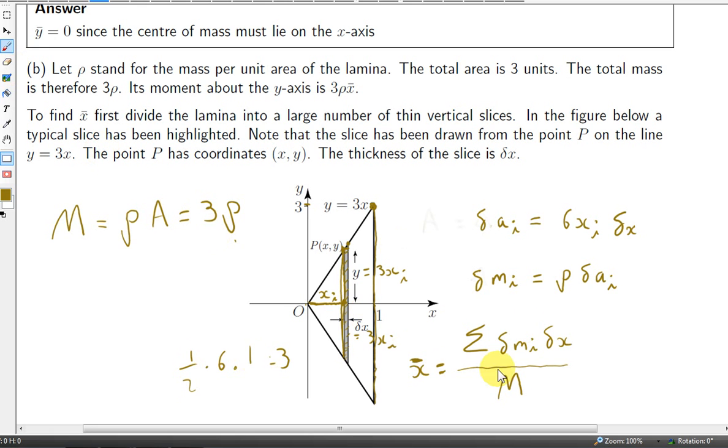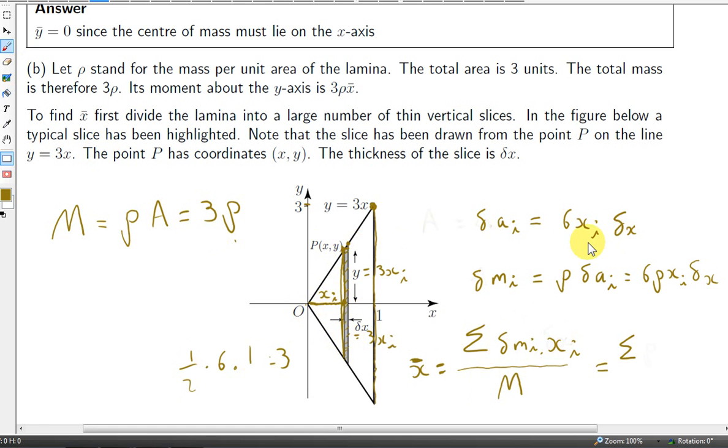So to calculate x bar, as we saw before, we multiply each mass element by its distance from the y-axis, and that's going to be xi. And then we divide that by the sum of all the mass elements. Well, that's just the total mass of the lamina, which is big M. So now, what's delta mi? Well, we get that from up here. Delta ai is 6xi times delta x, as we saw already. That's just the area of this rectangular element, which we can think of as a point mass.